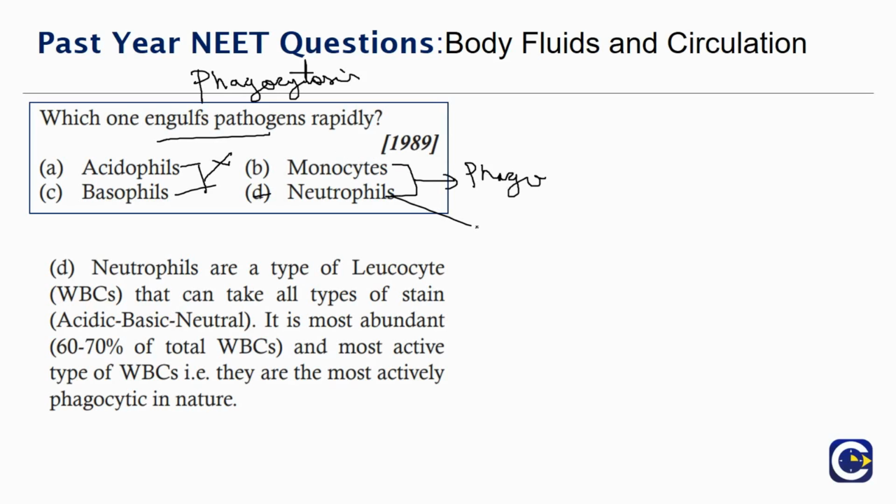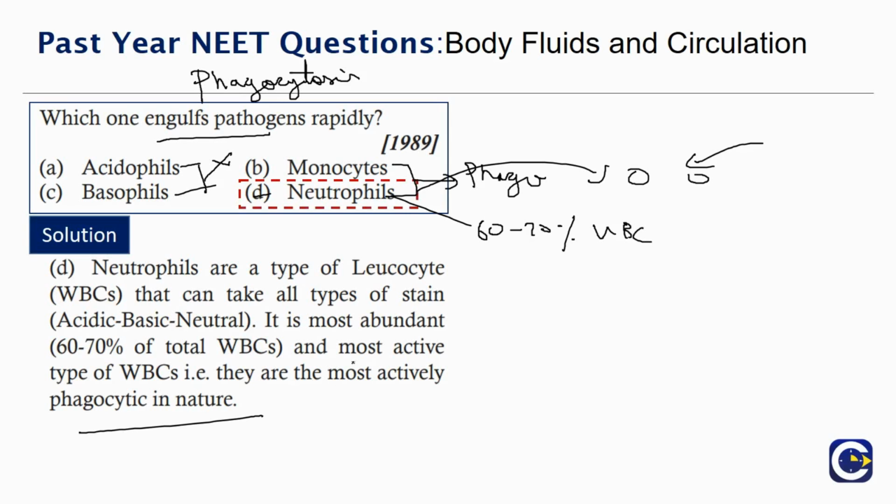We know neutrophils are the most abundant WBCs, nearly 60 to 70% of the WBCs. When there's a site of inflammation, neutrophils are the first line of cells that go there, and then they are replaced by monocytes. So the answer is neutrophils. Neutrophils are a type of leukocyte that can take all types of stains, so they are acid, basic, neutral. They can take both acid and basic stains. They are the most abundant, 60 to 70% of total WBCs, and the most active type of WBC, i.e. most actively phagocytic in nature. Second is monocyte. So the answer is neutrophils.